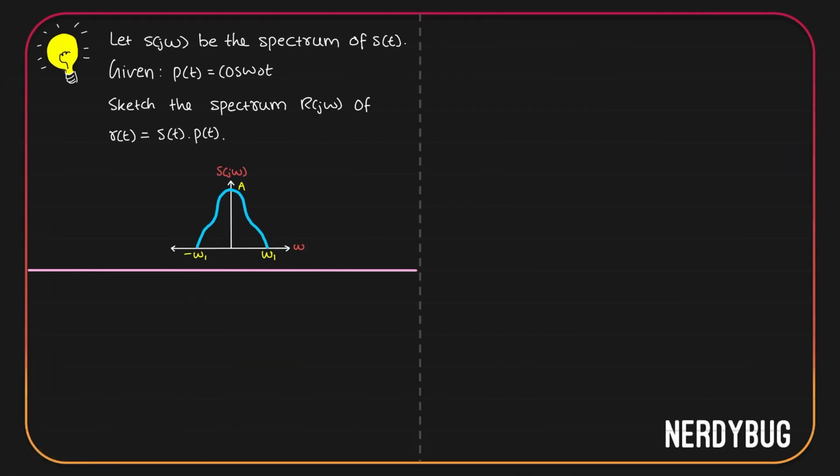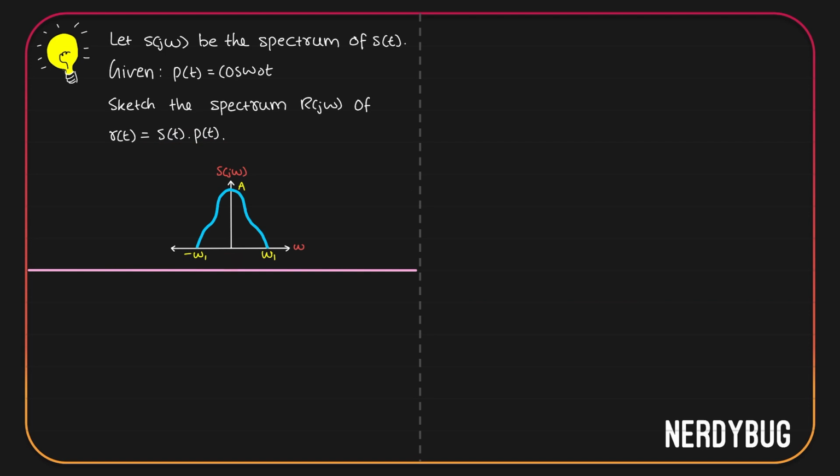Let us solve a problem based on that. It is given that S of j omega is the spectrum of S of t, that is, S of j omega is the Fourier transform of S of t. It is given P of t is cos omega naught t. We have to sketch the spectrum R of j omega of R of t being the product of S of t and P of t.